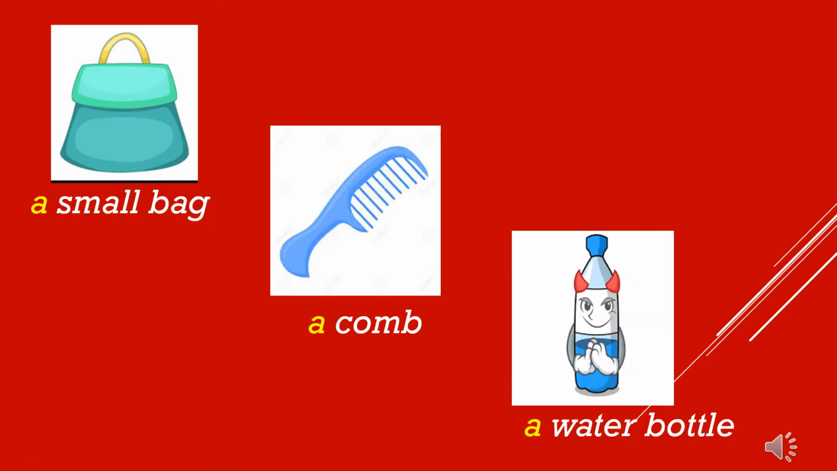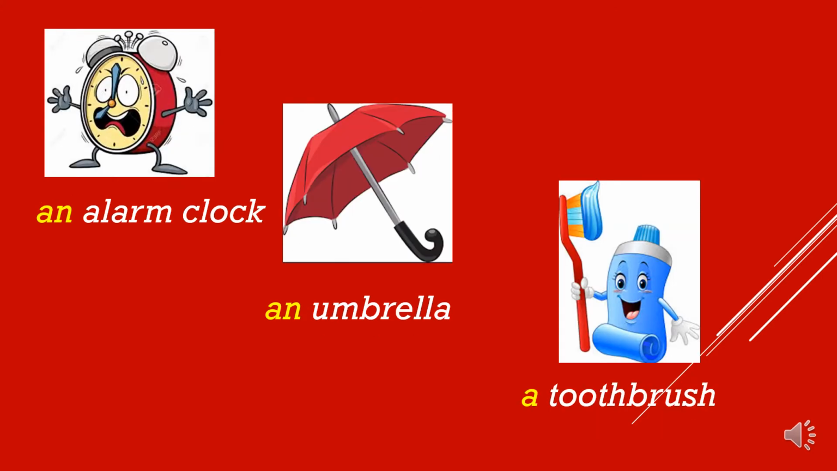Let's see the list that Lily has prepared. A small bag, a comb, a water bottle, an alarm clock, an umbrella, a toothbrush.